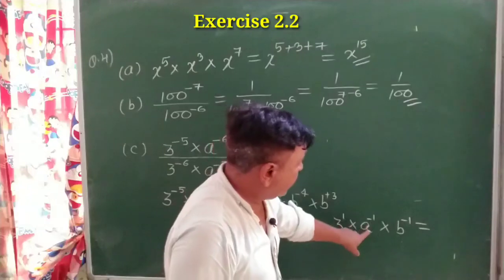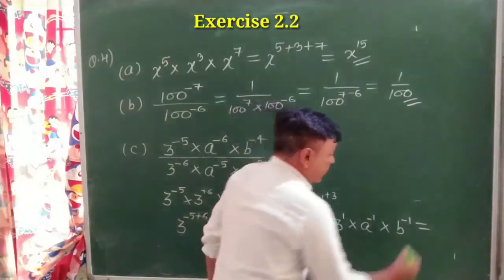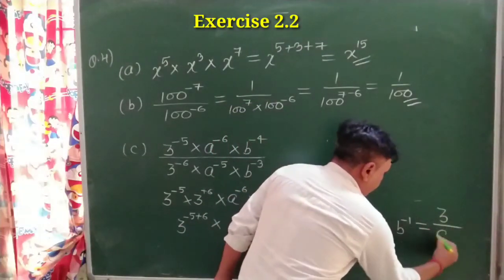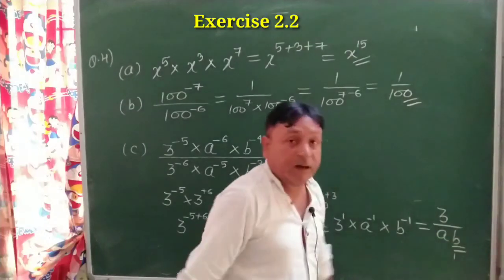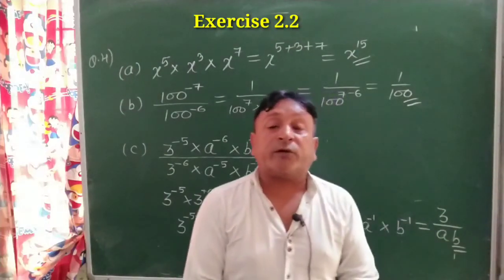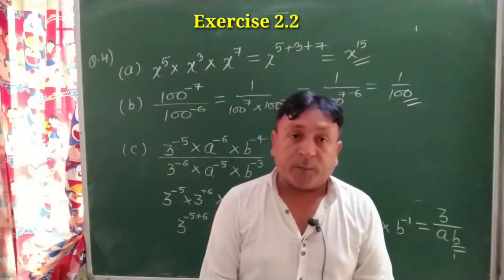For giving the answer in a proper way, make the powers positive, and this can be done by sending these two things to the denominator. So we will get the answer 3 upon AB. Is it clear? Now complete question number 3 and question number 4 in your fair copies in a very proper way. Thank you very much.